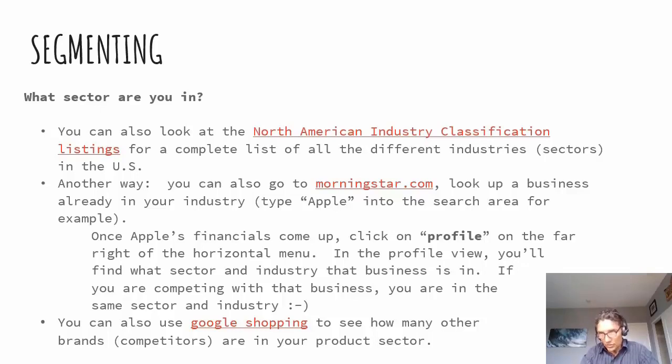Another way you can do this, your second bullet point on this slide, is to go to Morningstar.com. Morningstar is a stock quote site like E-Trade and all these other ones. But if you go into Morningstar.com and it's got a search bar in there, you can type in a business that's already in that sector.